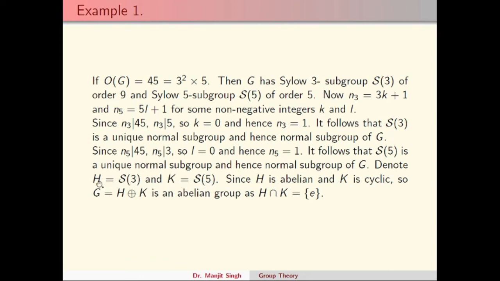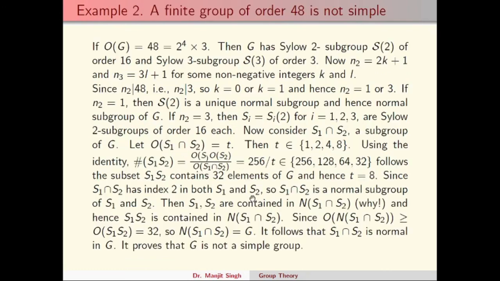We know that any group of order p squared is abelian. So H is abelian and K is a cyclic group of prime order. One can see that in such a situation, because H intersection K is the identity, G can be written as a direct sum of these two subgroups, and they are abelian, and therefore G is an abelian group of order 45.